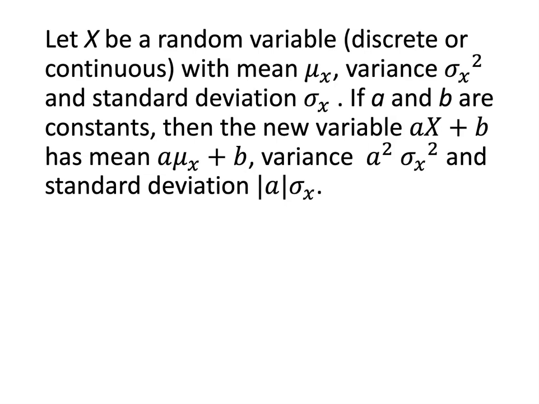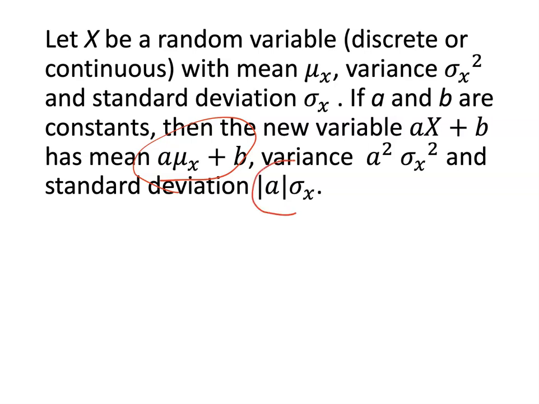If a and b are constants, then the new variable, ax plus b, has mean a times mu sub x plus b. In other words, it's going to be a times the mean of x plus b. Variance a squared, sigma sub x squared, and standard deviation, absolute value of a, sigma sub x.